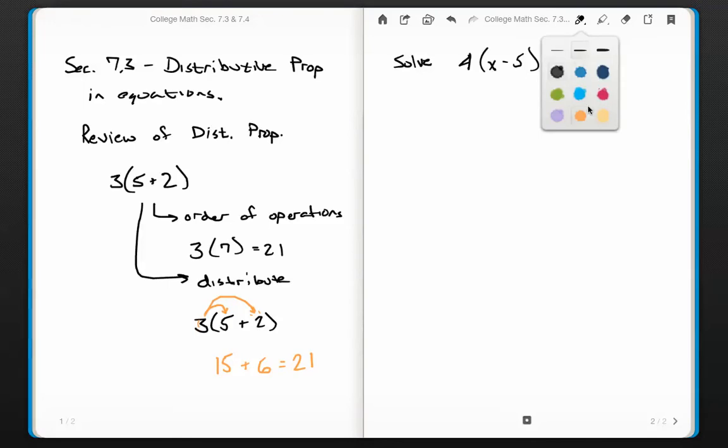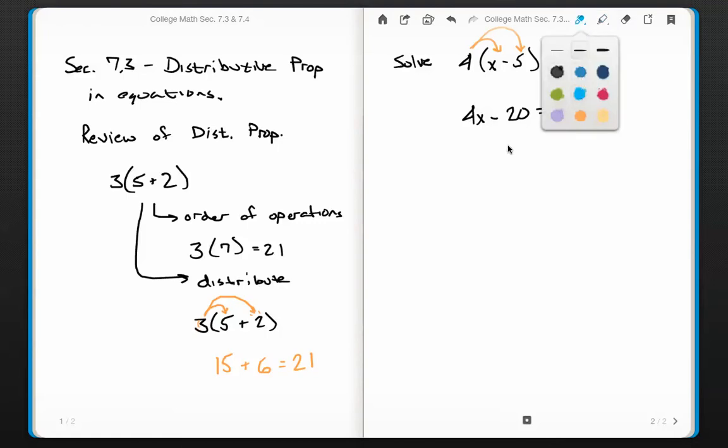Again, I'll do that in orange. So I'll do 4 times x, and then I'm going to do 4 times negative 5. And so that works out to be 4x, and then 4 times the minus 5 is minus 4 times 5, so it's minus 20 equals 8. All right, now what do I do?